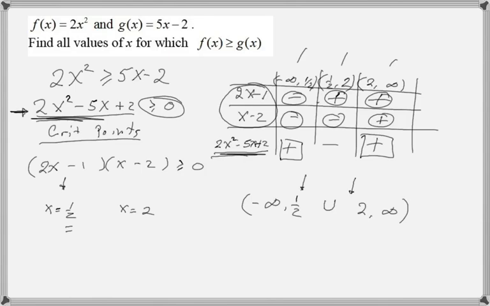To determine what I use here, I need to look at the original inequality. My original inequality allowed for the polynomial to be equal to 0, which happens when x is a half and when x is equal to 2. So if x is a half, this is equal to 0. I include that point. Likewise, I include this point.